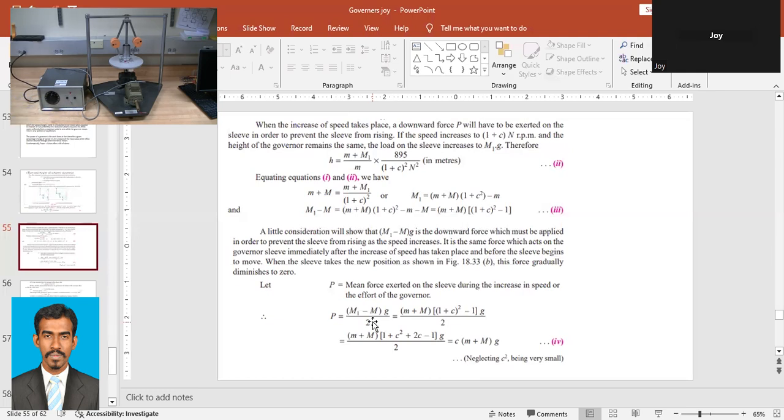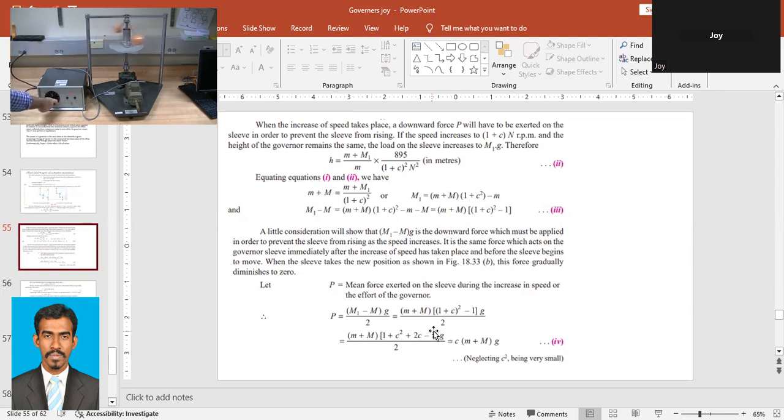Alright. And replace it with this term, small m plus capital M into 1 plus c whole squared minus 1. Okay? Small m plus capital M into 1 plus c whole squared minus 1 into g by 2. When you solve it, small m plus capital M into 1 plus c whole square. So I'll open this bracket, 1 plus c whole square, so that is 1 plus c squared plus 2c, and this minus 1 into g upon 2. Okay. I'm just opening this bracket.